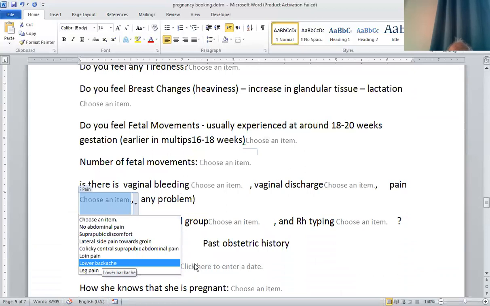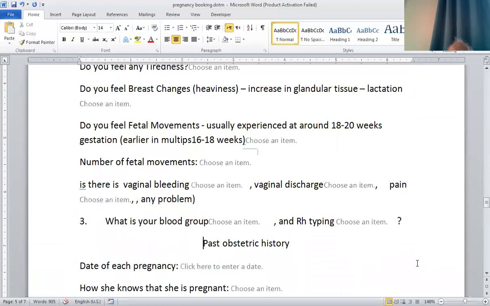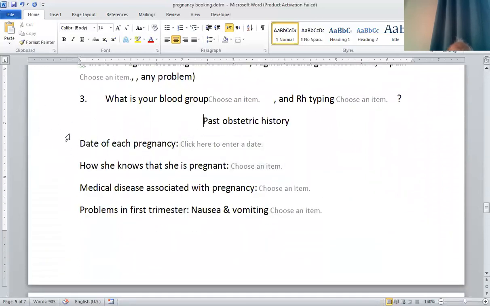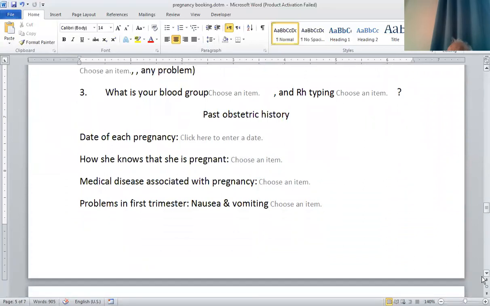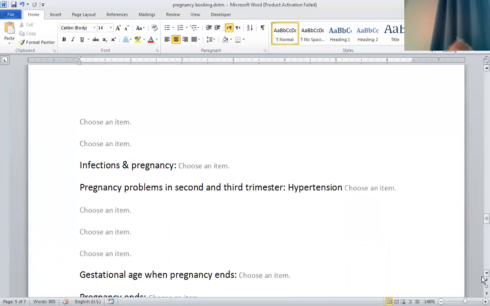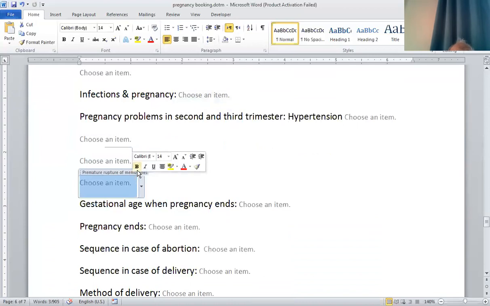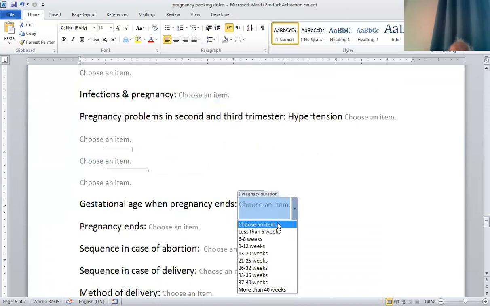Then we ask about past obstetric history, as we mentioned before: the date of each pregnancy, when it occurred, and any medical problem with pregnancy, such as nausea and vomiting, infections, hypertension, diabetes, postpartum hemorrhage, or premature rupture of membranes. And then we ask how the pregnancy ended, at what gestational age.